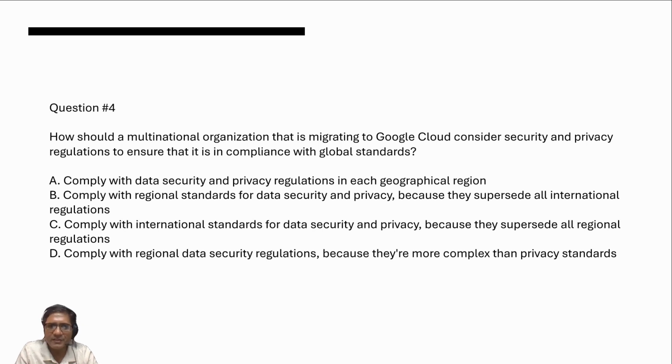Now, option C says comply with international standards for data security and privacy because they supersede all regional regulations. See, it's law of the land, right? The land changes, the law changes. So there is no one universal law that works everywhere. I cannot say that I am complying with this international law, and be it any country, this law should work. It's not that way. Every country, every region has their own compliance standards, and you have to comply with those. So that's how the complexity is. That's actually an incorrect statement.